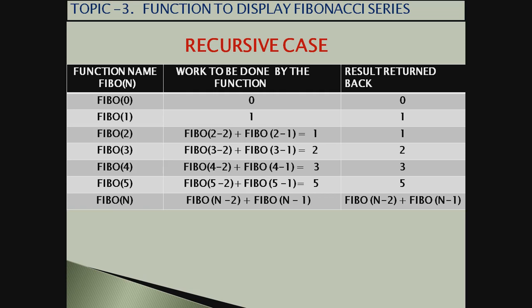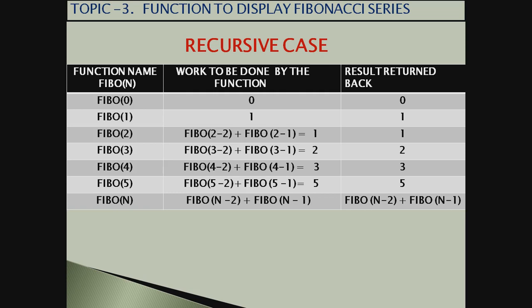So it gives us 0. FIVO2 minus is FIVO1, so it gives back 1. 0 plus 1 is 1. Now FIVO2 understands that it is 1. FIVO2 then gives that information to FIVO3. So FIVO3 understands that okay, FIVO3 minus 1 is 1, and from FIVO3 minus 2 we already had got 1. So 1 plus 1 is 2. In this way it works.